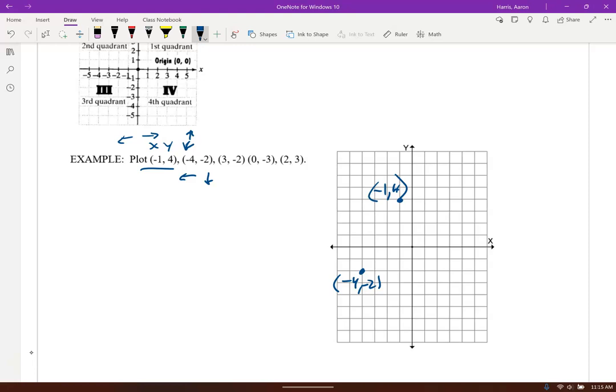And this is our quadrant 1, quadrant 2, quadrant 3, and quadrant 4. So -1, 4 is in quadrant 2. Let's do 3, -2, right 3, down 2. That's in quadrant 4. Let's do 0, -3. That's not in any quadrant. It's right on the y-axis. And finally 2, 3, right 2, up 3.